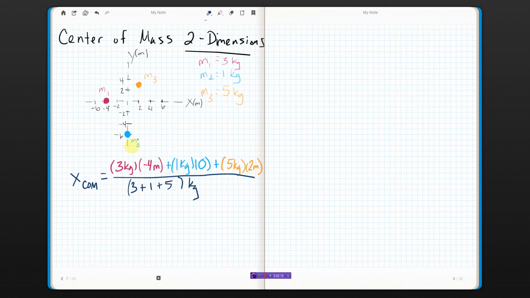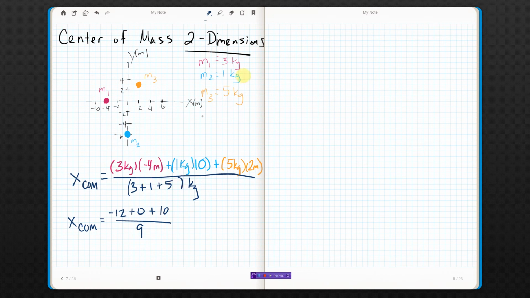Okie dokie. So if we do all of that, the position in the x direction of the center of mass would be 3 times -4, so that's -12, plus 0, plus 5 times 2, which is 10, divided by 3 plus 1 is 4 plus 5, that's 9.